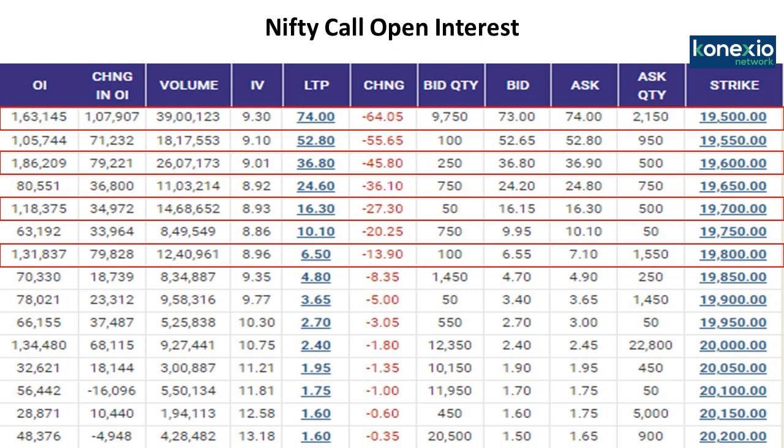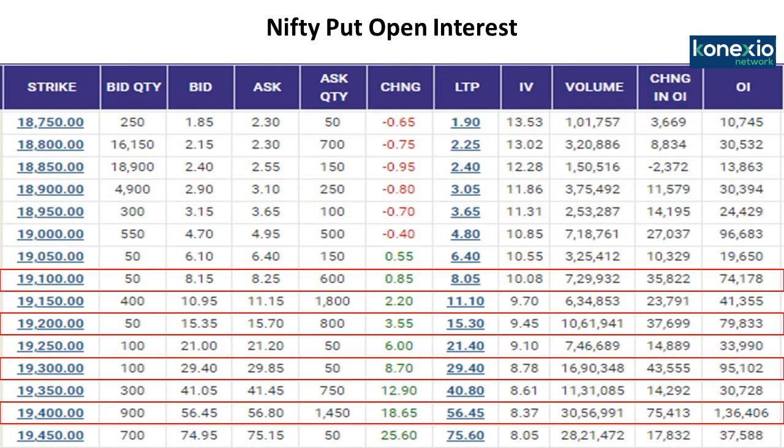So traders need to watch 19,500 as an immediate barrier, and those who want to trade short should go short between 19,500 and 19,600. This is the range where one can go short at the higher levels if there is a bounce back in the next week. Now, friends, let us check out Nifty put data.